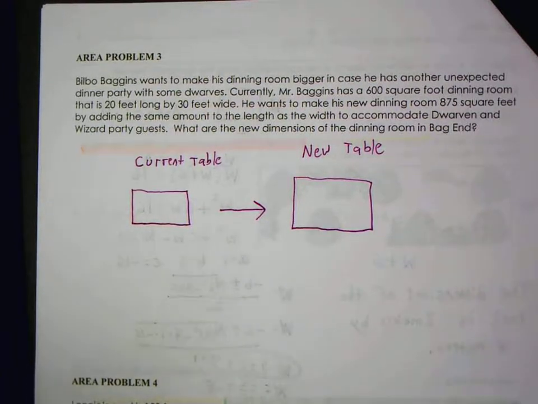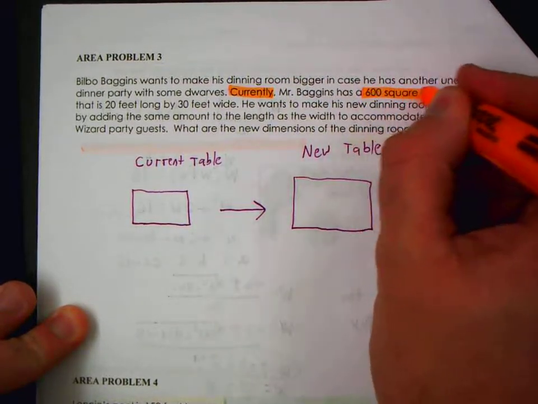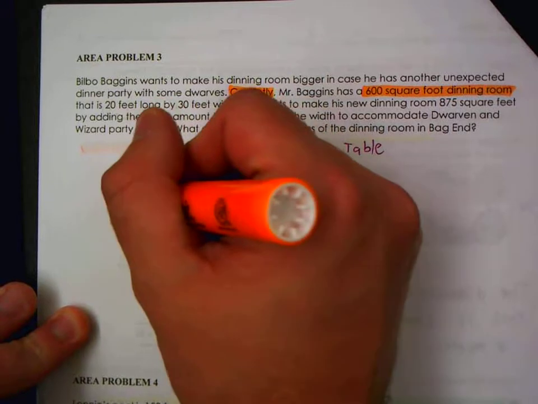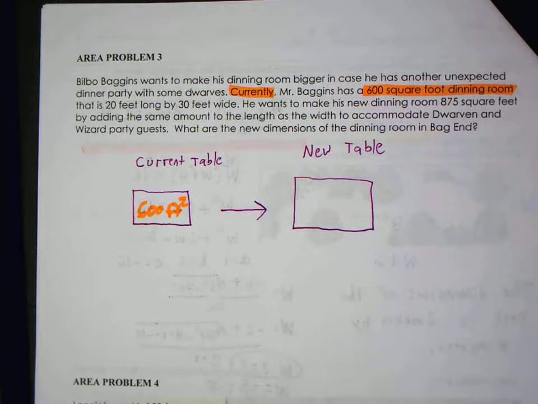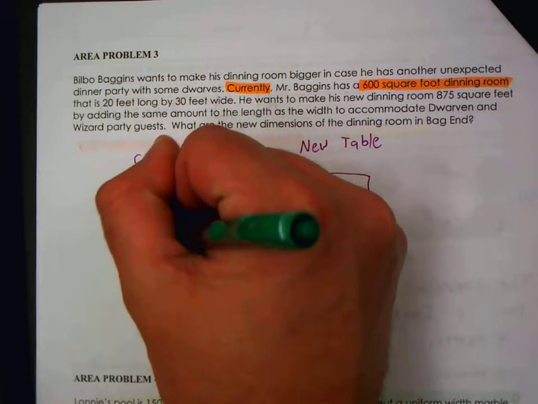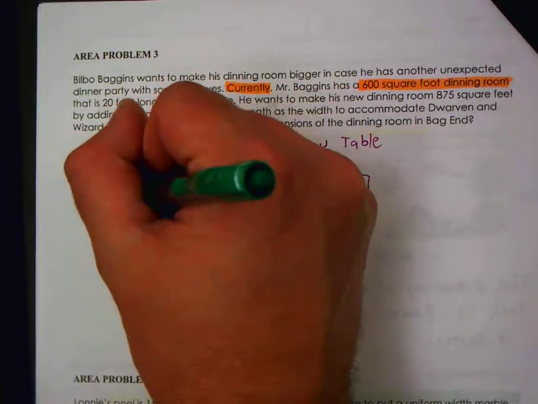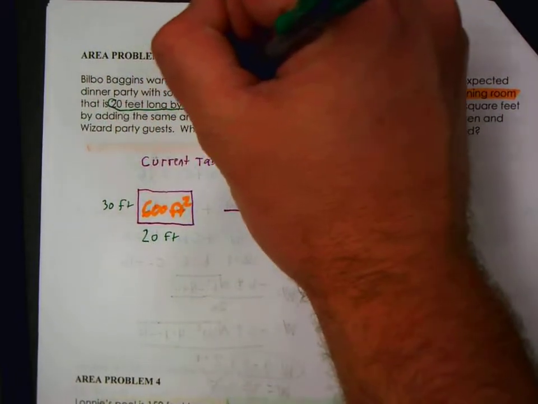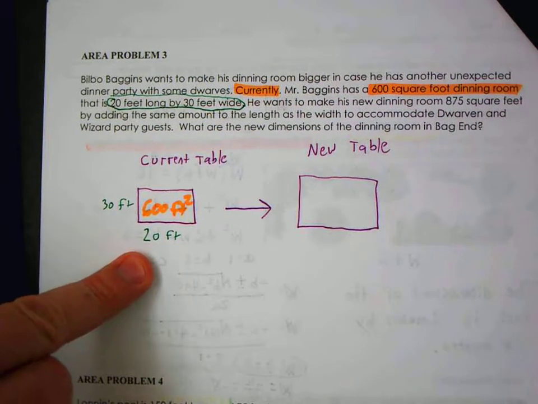Currently, he has a 600 square foot dining room. So I'm going to put that here, 600 square foot. I like to put the area inside the box. That is 20 by 30 wide. So it's 20 feet long by 30 feet wide. Okay, I got that from here. And to confirm, 30 times 20 is 600.